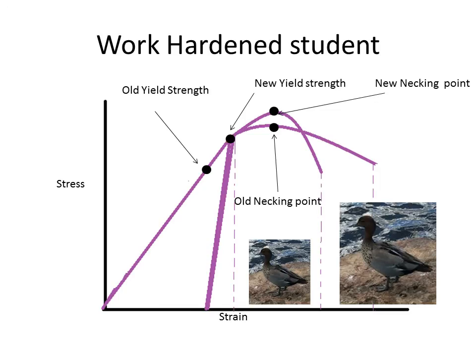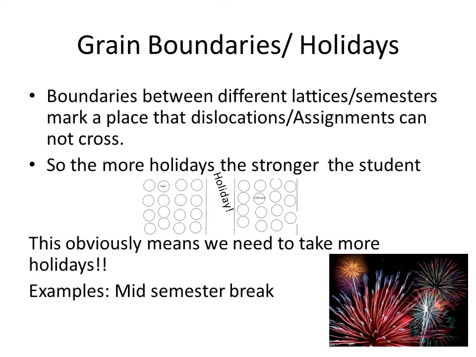This is a visual representation of a work-hardened student. Take notice of the reduced size of duck. A better method for strengthening is increasing the grain boundaries. The grain boundaries are the boundaries between different lattices, or semesters. These mark a place that dislocations or assignments cannot cross. So the more holidays, the less movement of assignments and the stronger the student. Obviously, this means we need more holidays.